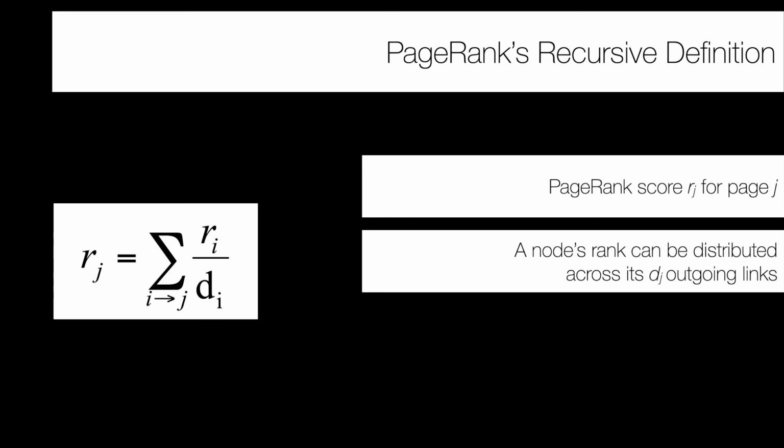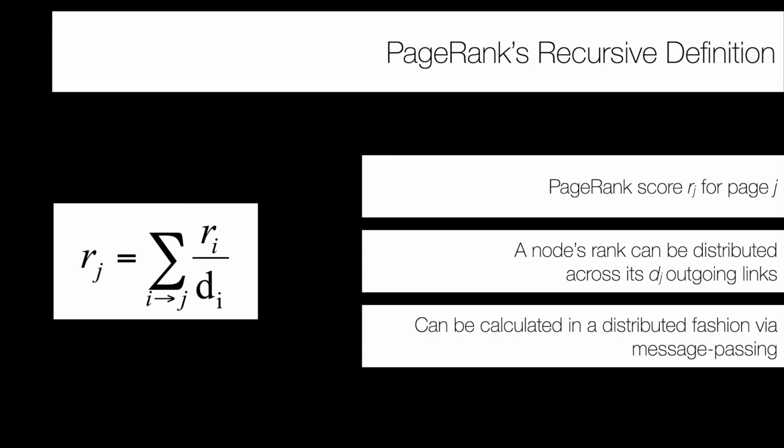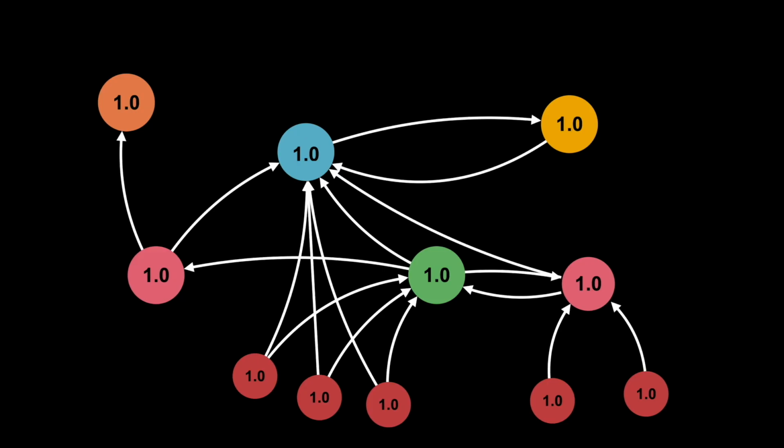Let's sum up just the ones that point to me. And this actually can be calculated relatively easily in a distributed fashion using message passing. But I'll give you some intuition for how this works. So say we have a graph like this where at first all nodes have the same weight.